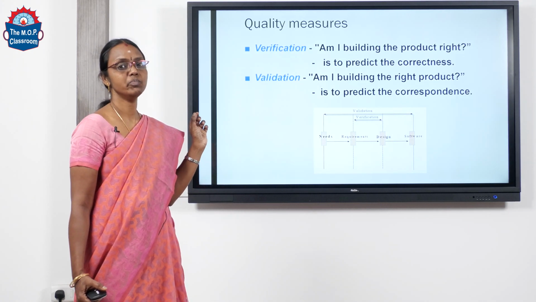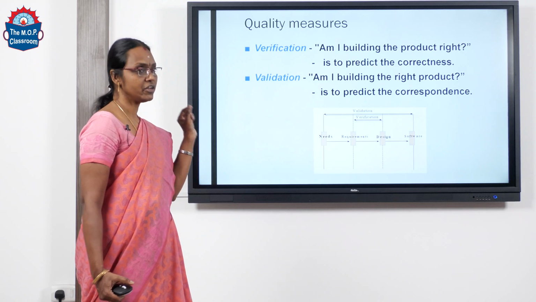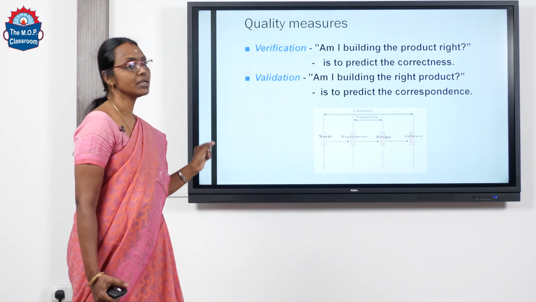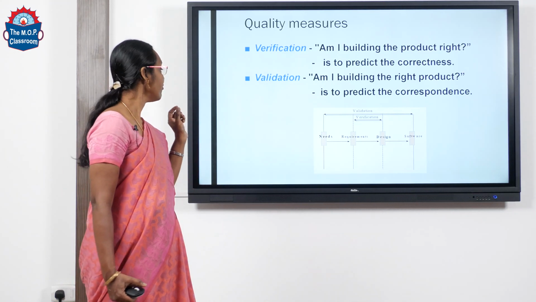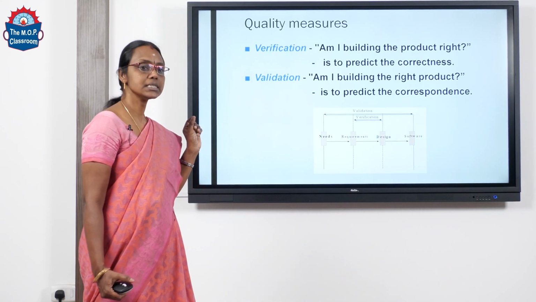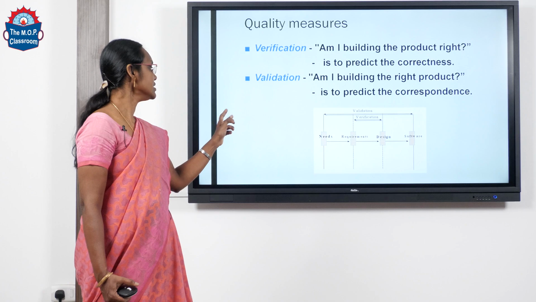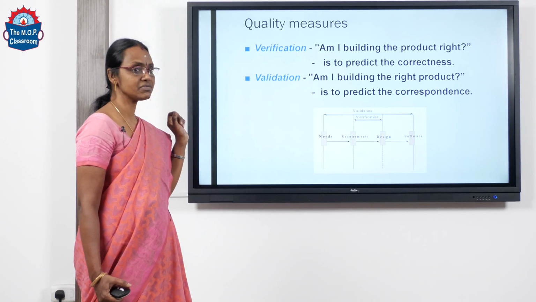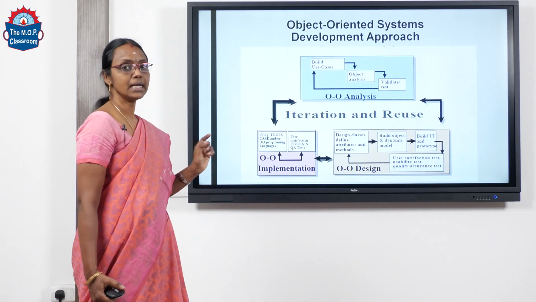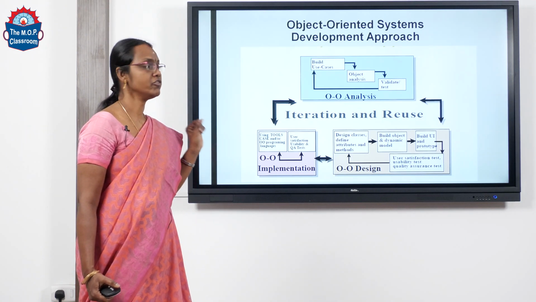Verification and validation tell whether the system is being built in the right way. Verification refers to whether I am building the product right, which is nothing but predicting the correctness of the system. Validation refers to whether I am building the right product, which is nothing but predicting the correspondence. So the verification phase happens with respect to the requirements and design phase, whereas the validation phase happens from converting the needs to the software. The entire object-oriented systems development approach can be defined in an iterative manner.